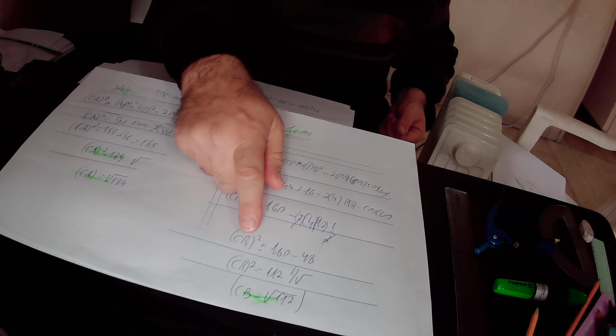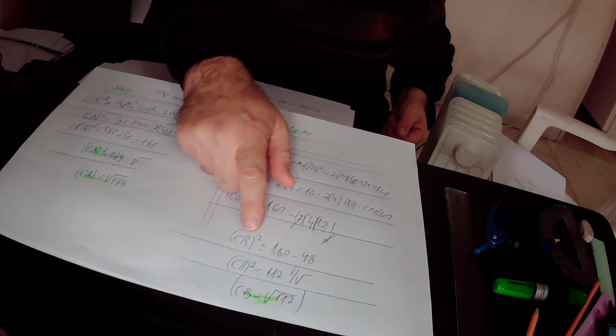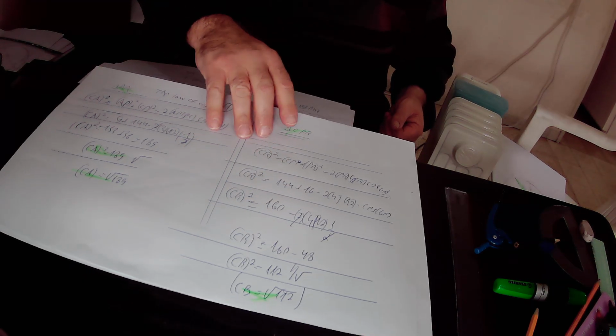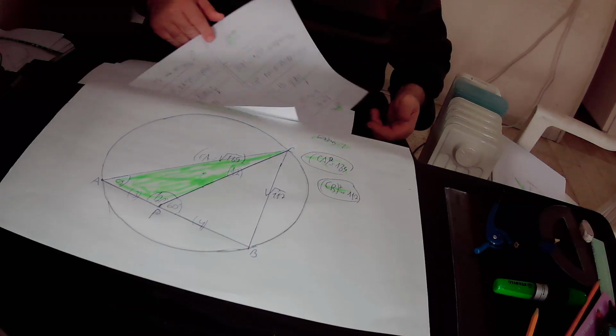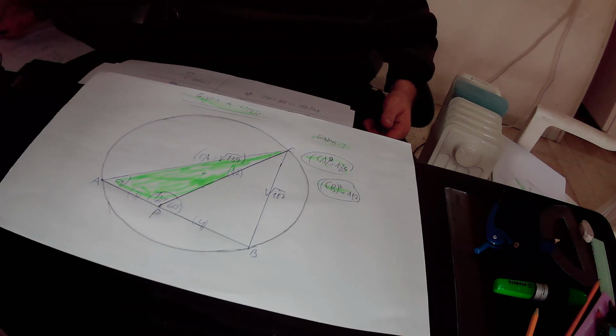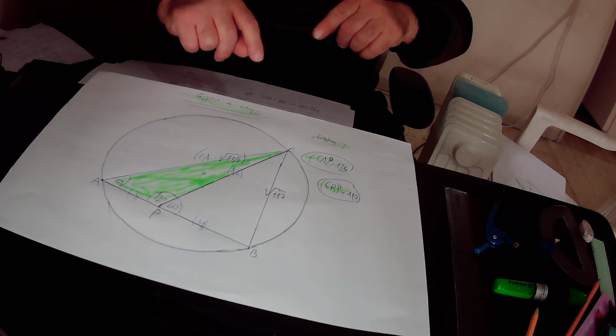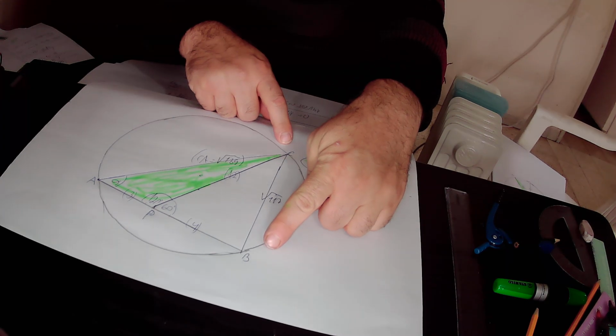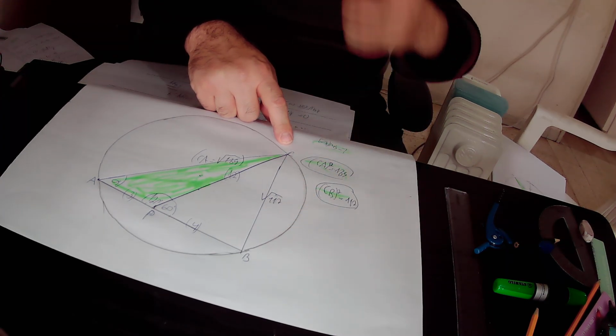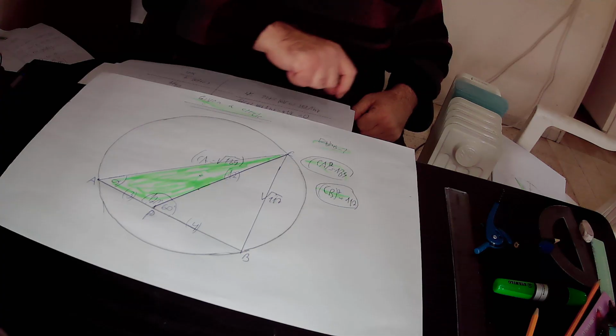Here we took out all those equations, and we found out that CB equals the square root of 112 units in length. This is the missing side CB, which equals the square root of 112 units in its length. So CB squared equals 112.